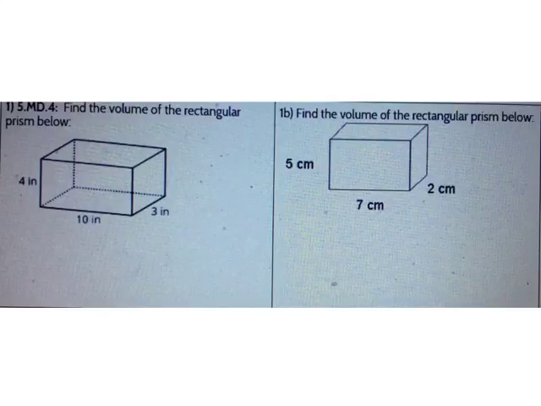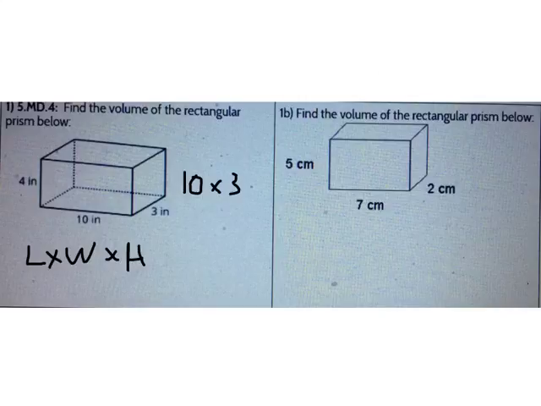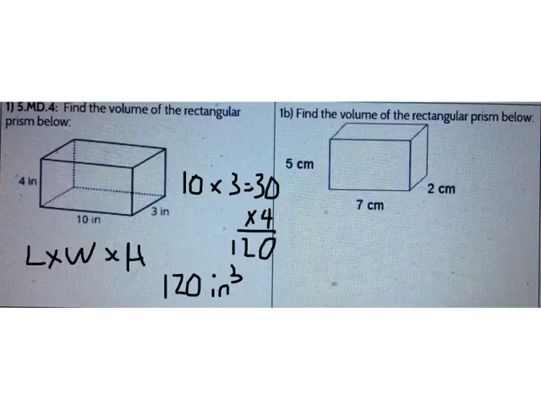We'll start with a do now. Find the volume of the rectangular prism below. Remember, to find volume, I can multiply length times width times height. So let's do it. What's 10 times 3? The length times the width. It's 30. Now I can multiply times the height. What's 30 times 4? Well, 4 times 0 is 0. 4 times 3 is 12. So the answer is 120 cubic inches.